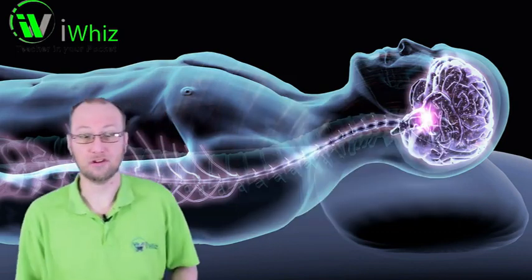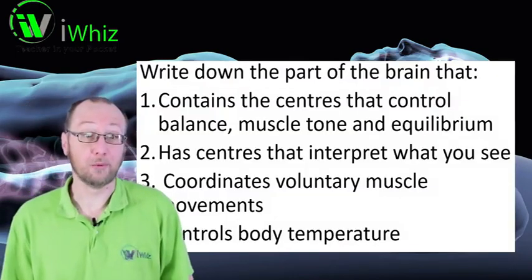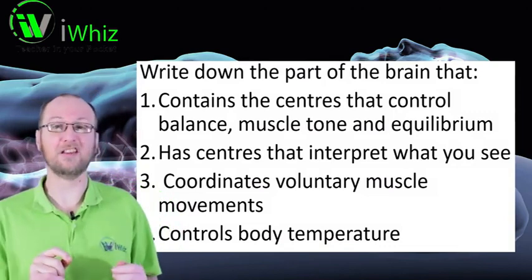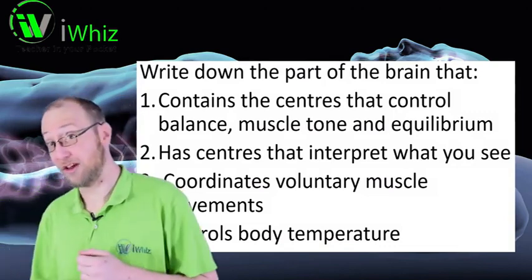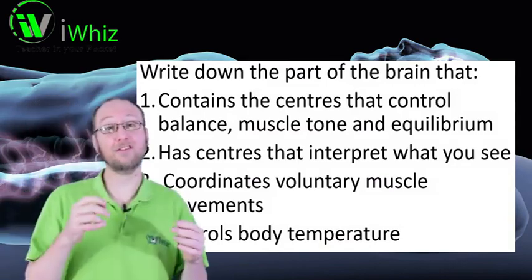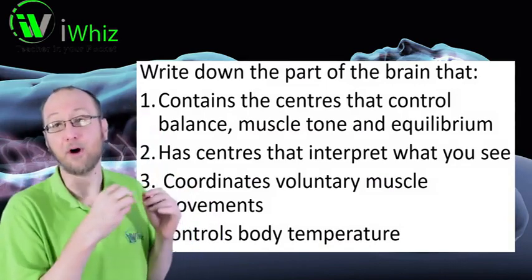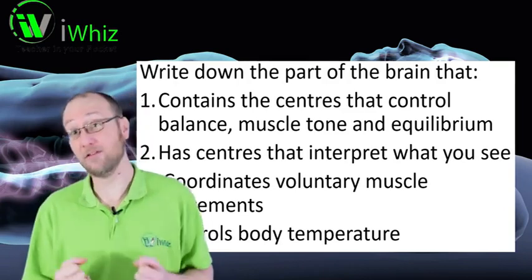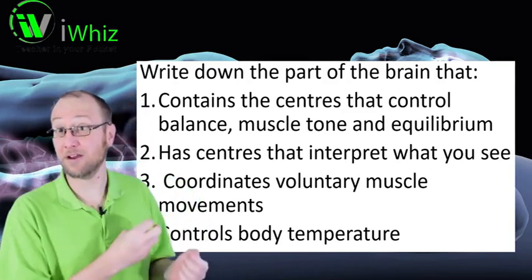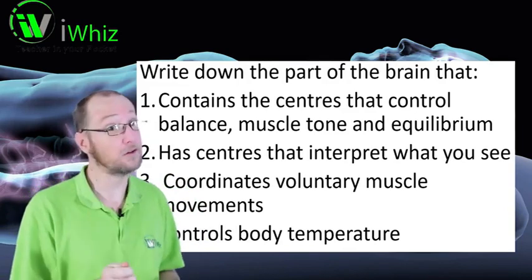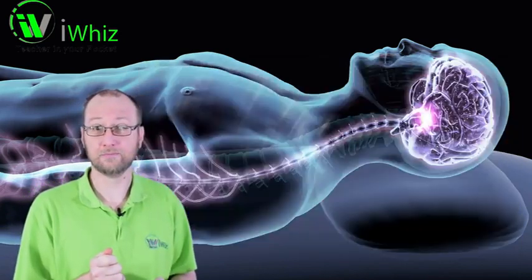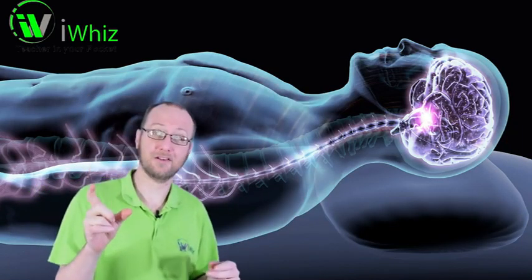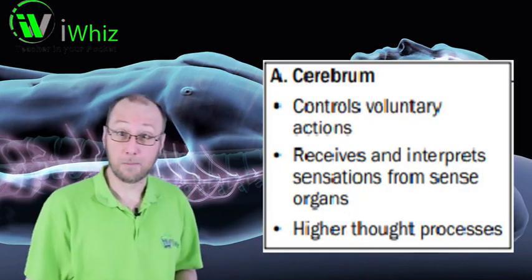Okay, the second question. Write down the part of the brain that has centers that interpret what you see. So in our lesson we did say that there is a part of the brain which processes all the information, all the sensory information we receive. Can you remember what that part of the brain was called? Okay, that's correct. The cerebrum.